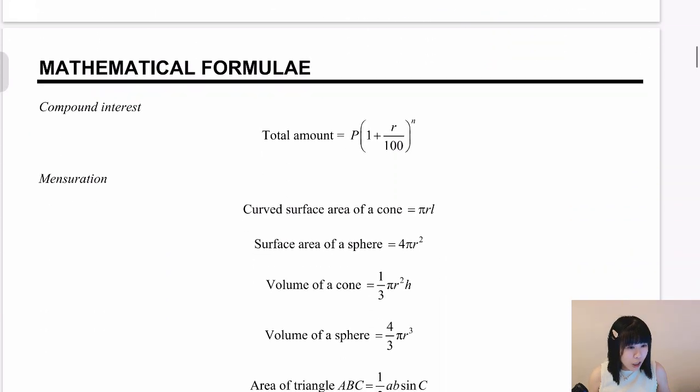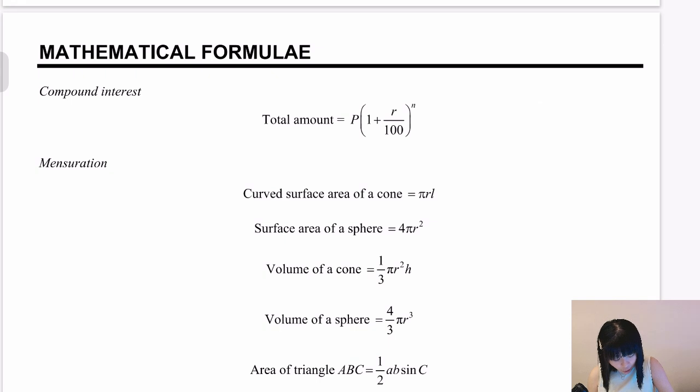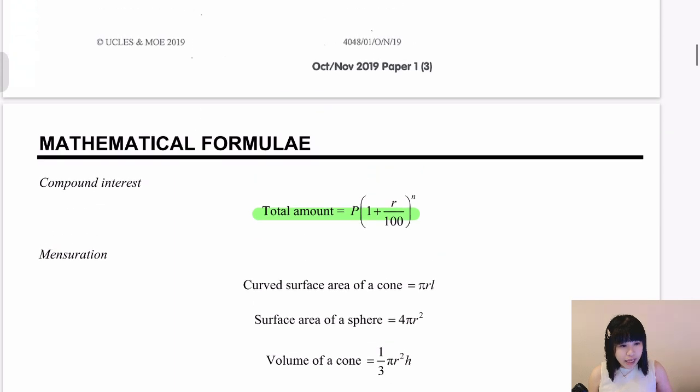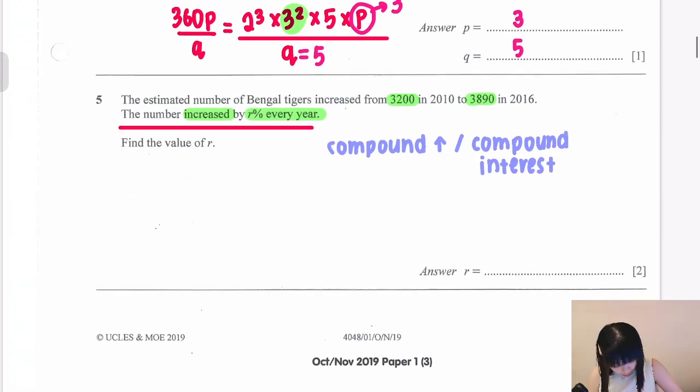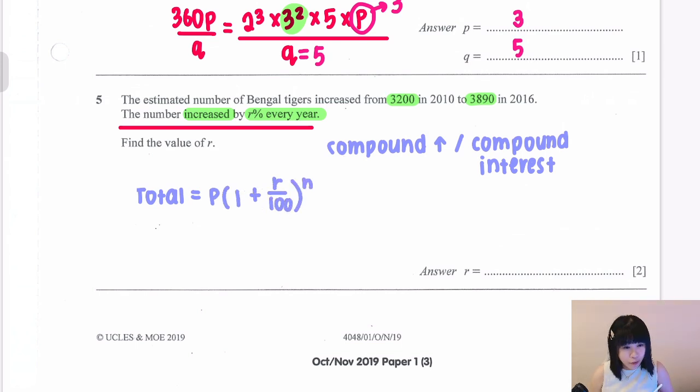Now, the compound interest formula is given in the formula sheet attached in the O-level paper, and this is the one. All right, so let's get this out. The total amount is equal to the principal, bracket 1 plus R over 100 to the power n, whereby n is your period. Now, your total: from 3200, it becomes 3890. So in total, you are left with 3890 at the end of the period.